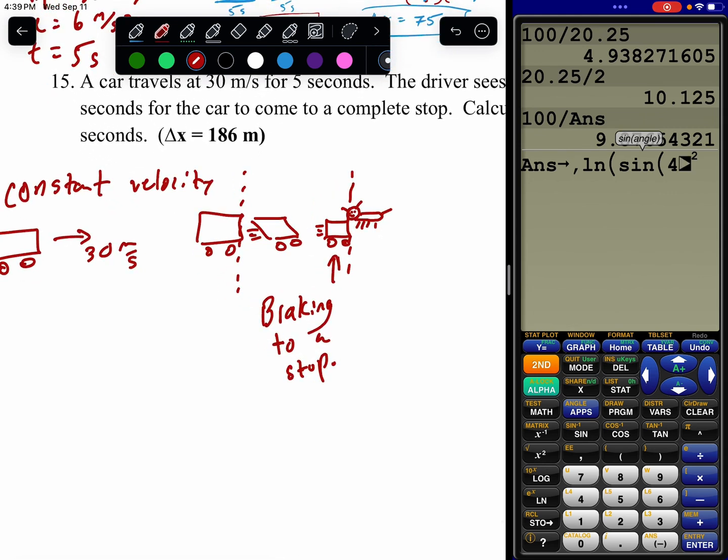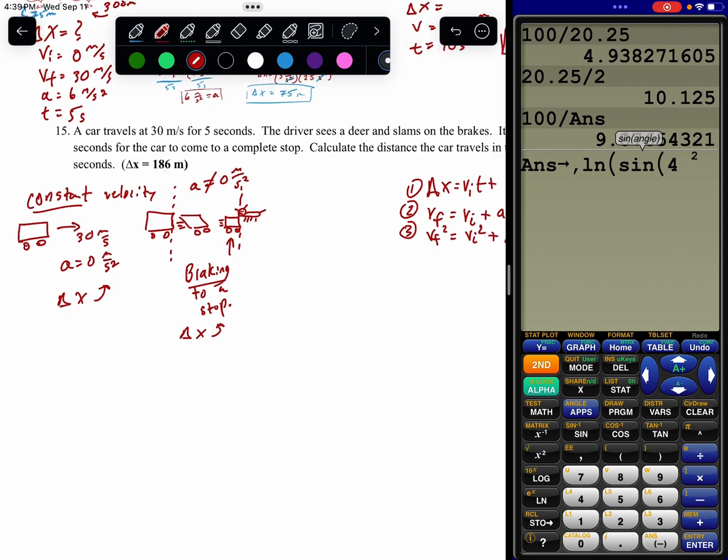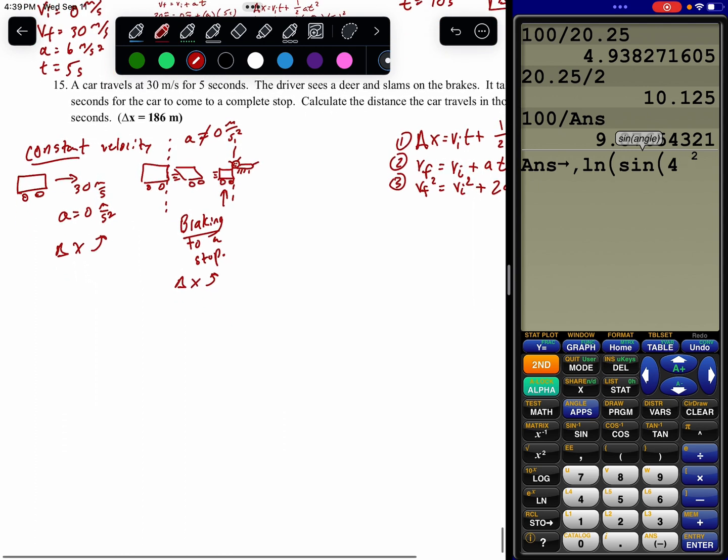So we have two different segments. We have a constant velocity segment and we have a braking to a stop segment. This side, acceleration is 0 meters per second squared because we're moving at a constant speed. And over here, acceleration will not be 0 meters per second squared because we're definitely braking. So let's do this first part first. Let's solve for this delta x up here, and then we'll solve for the delta x over here, and we'll add those together, and that'll be the total distance.